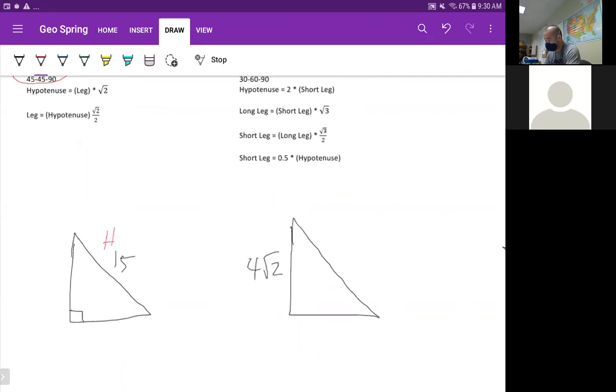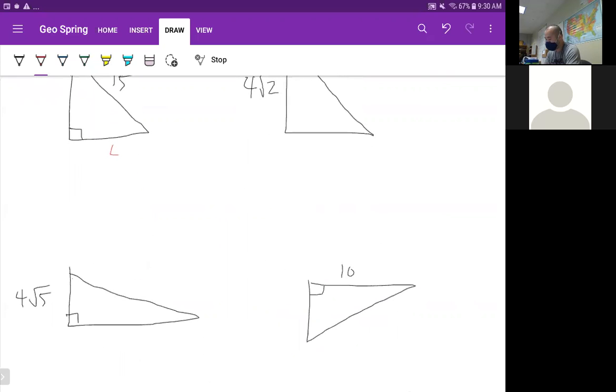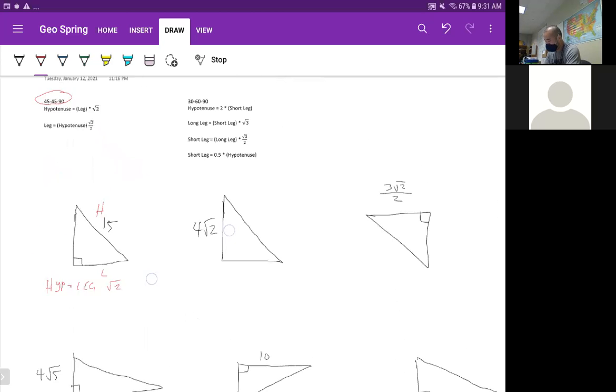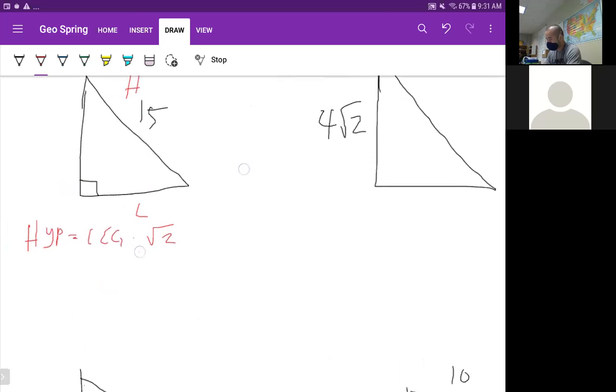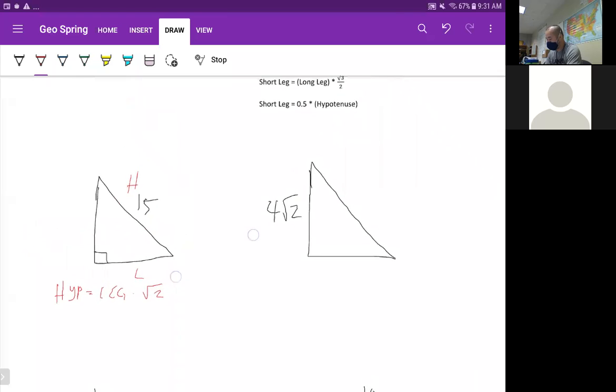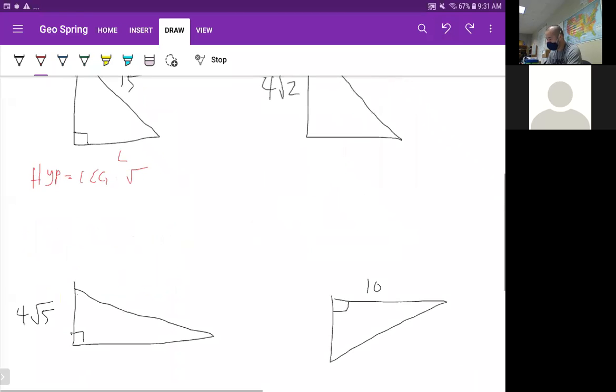All right, so here, this is the hypotenuse. We want the leg. So hypotenuse equals leg times square root of 2. Yeah, no, that's the wrong formula.